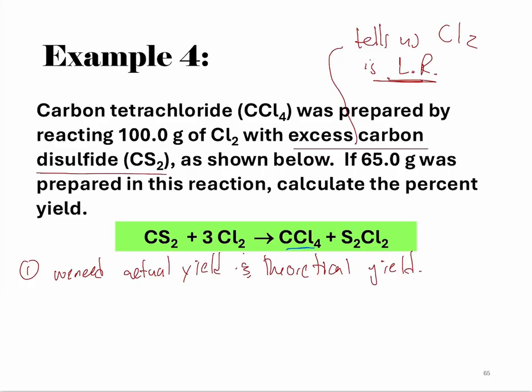So this is our actual yield. And how do you know? It says it was prepared in this reaction, right? And it's referring to the carbon tetrachloride that was prepared in this reaction. All right, so this is from the problem. And how do we calculate the theoretical yield then?